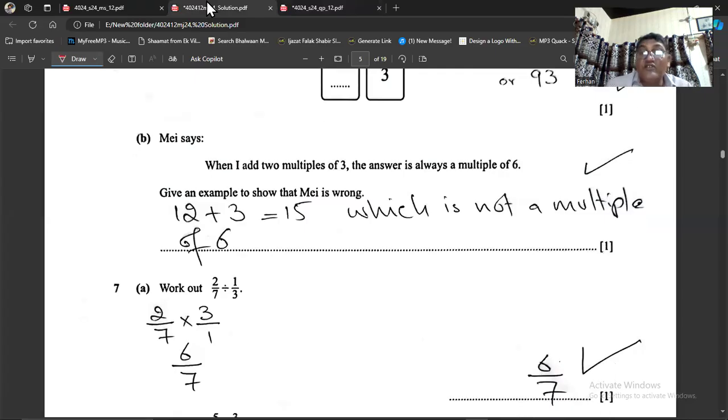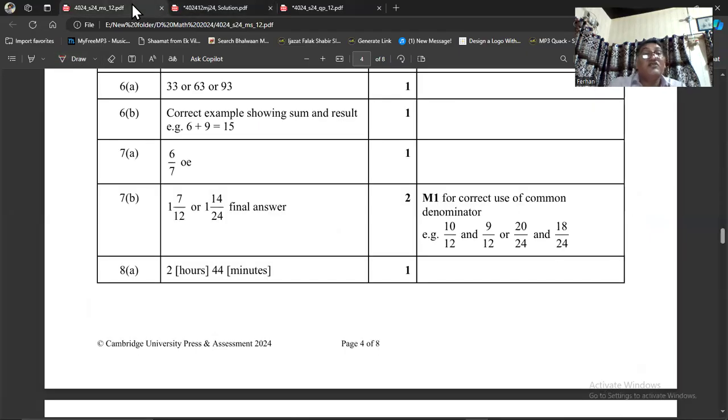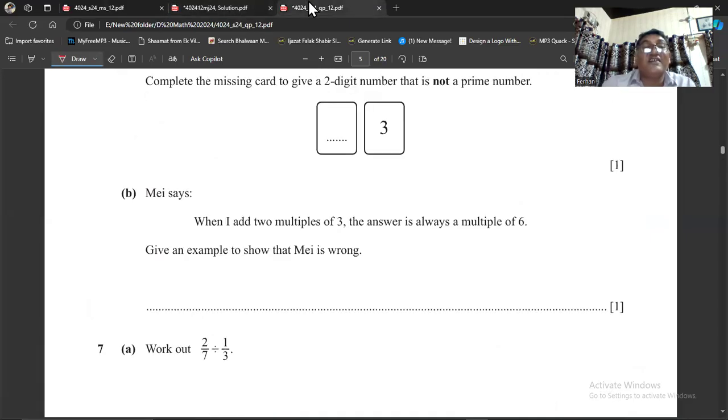If I add 12, which is a multiple of 3, and I add 3 to it, which is also a multiple of 3, the answer is 15, which is not a multiple of 6. They asked us to just write an example. So, a correct example showing the sum and the result, for example, 6 plus 9 is 15, which is not a multiple of 6. So, a very good question here.